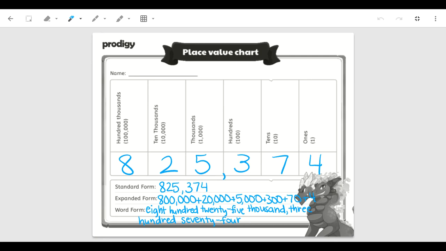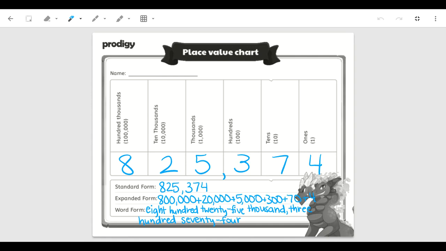Hi everyone. I just wanted to review a little bit of place values. So if we see this number, we say it as 825,374, where there are 4 ones, which we see right here, 7 tens, 3 hundreds, 5 thousands, 2 10,000s, and 8 100,000s.